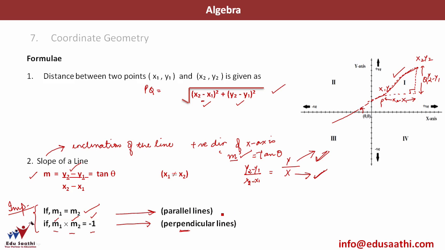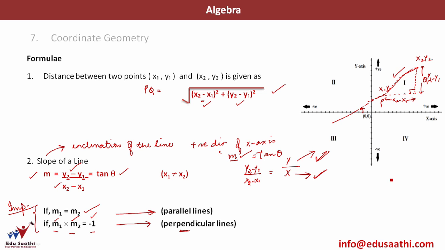Now the slope of both the lines can be found by using the same formula, y2 minus y1 over x2 minus x1, or if I know the angle that it makes with the positive direction of the x-axis, I can find the tan of that angle and get to my answer.